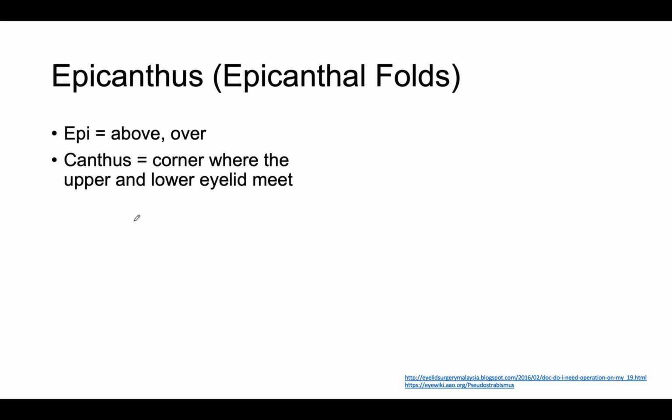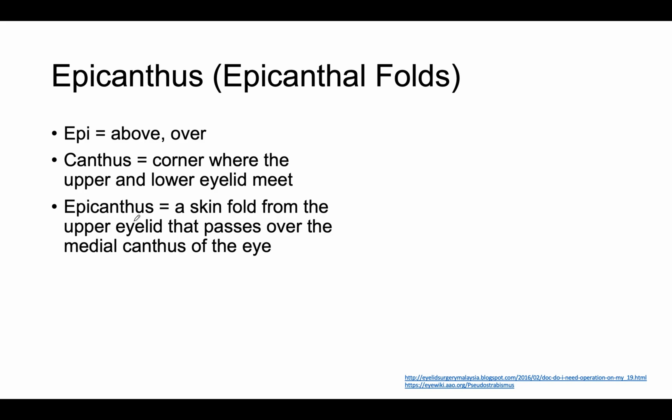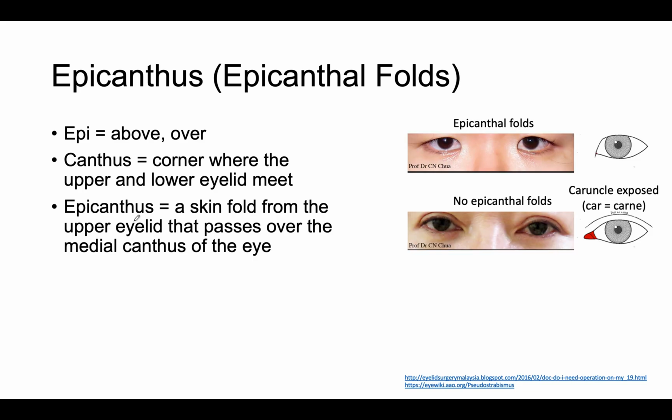First we'll be talking about epicanthus or epicanthal folds, which are a fold of skin that passes over the medial canthus of the eye. And we can see here an example of epicanthal folds. The caruncle is hidden by the epicanthal fold you can see here on both sides. This is a person without epicanthal folds, and you can see the caruncle, that red meaty part of the eye right there.